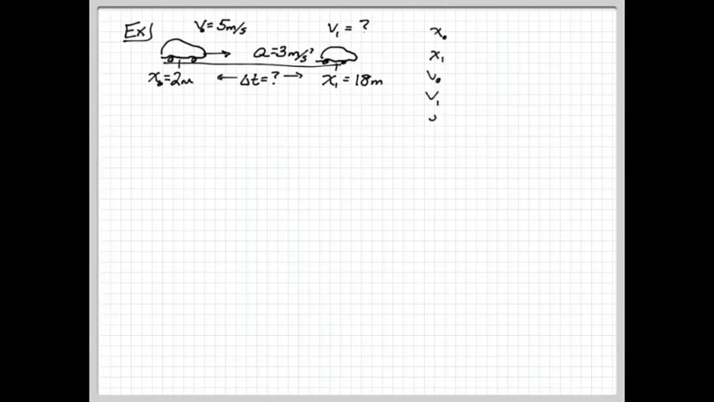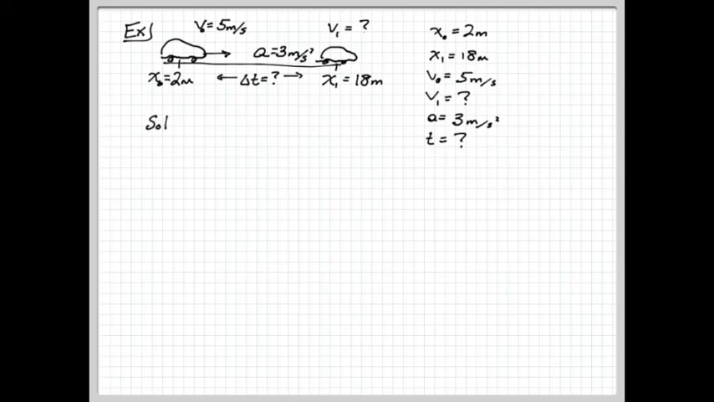So I drew my picture, now I'm listing out my variables. I make my list, and I fill in what I know from the problem. Initial position is 2 meters. Final position is 18 meters. The initial velocity is 5 meters per second. The final velocity, I don't know, but we're looking for it. The acceleration is 3 meters per second squared. And time, we don't know, but we are going to try to find it.